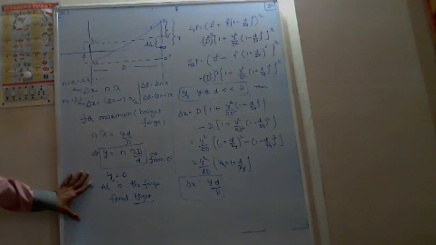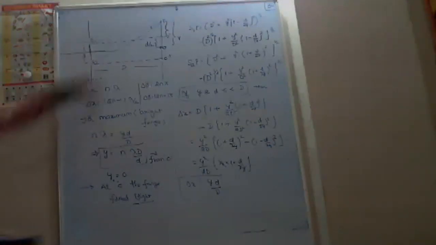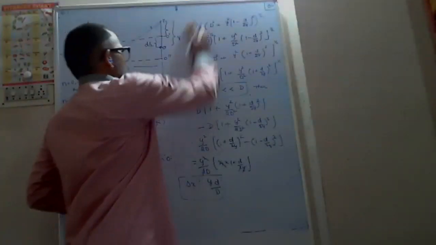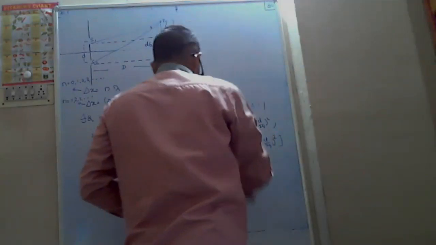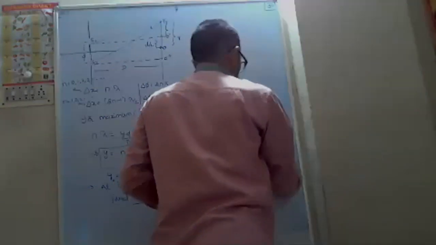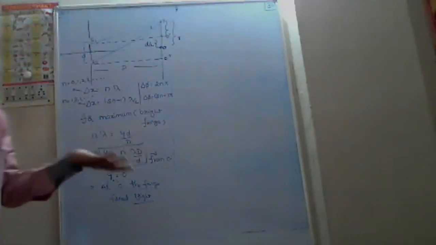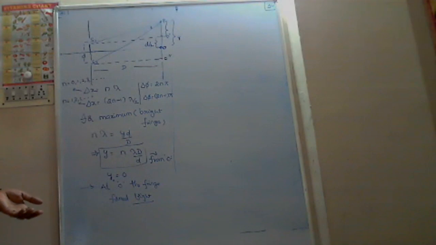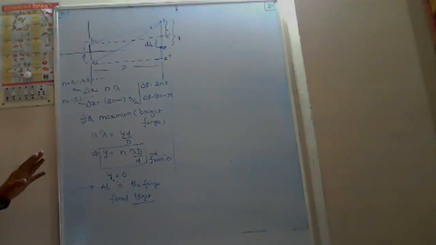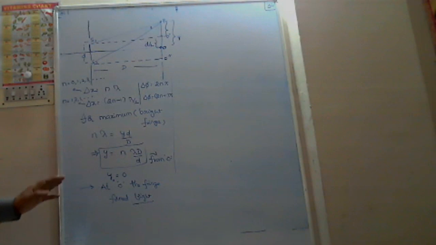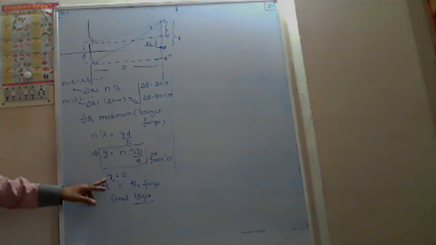Suppose they ask the first bright or second bright is formed at what distance from O, then what do you substitute? Suppose I ask you the 10th bright is formed at what distance? N is equal to 10. That's it. 5th bright, n is 5.